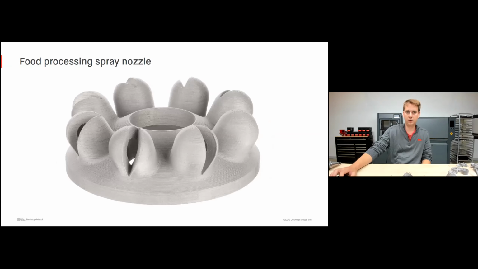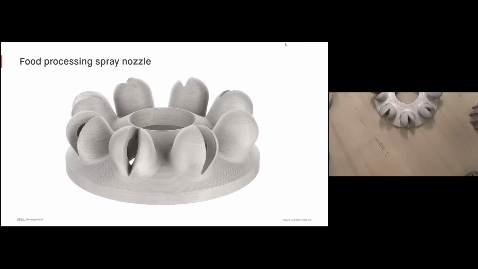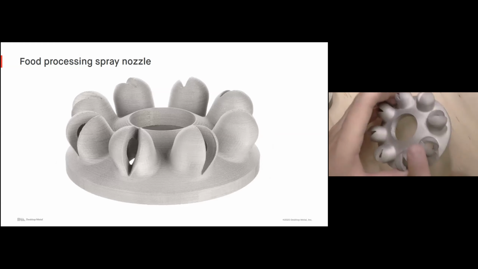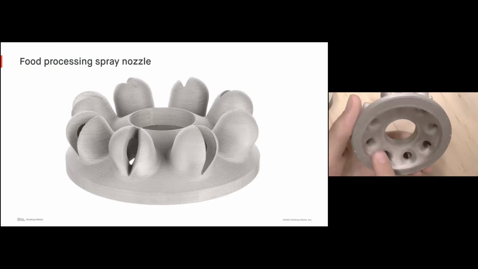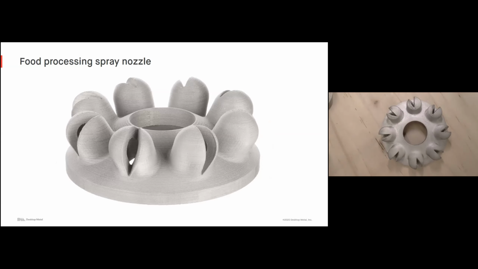Another part here, I'm actually going to switch over to my overhead camera to show you some of these parts in a little bit more detail. You can see I have this nozzle here that's used in the food processing industry. It features very organic shapes, some organic curvature that would be very difficult and very expensive to manufacture, but very easy for us just to print.